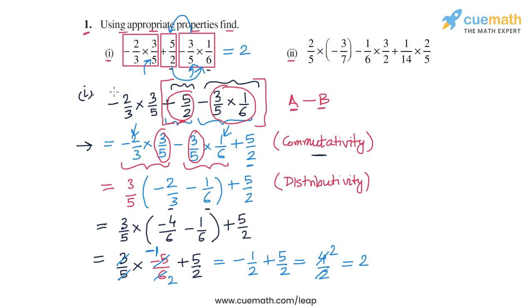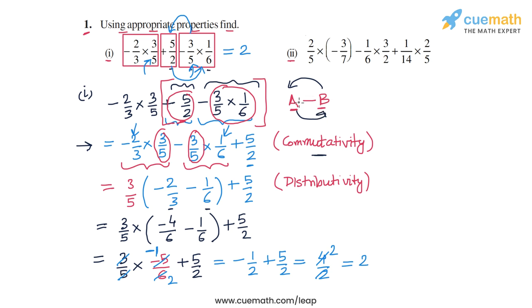But subtraction is not commutative. So how can we change the order? How can we bring the term B to the left and the term A to the right? So this might be a question that you might have in mind.